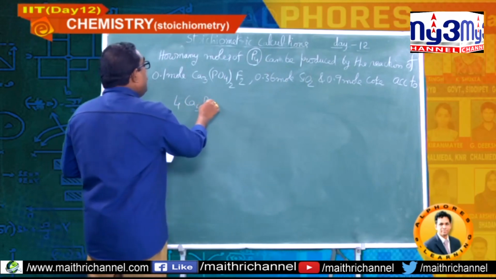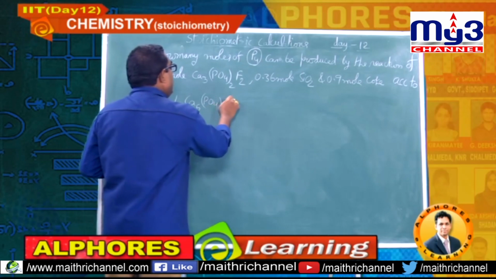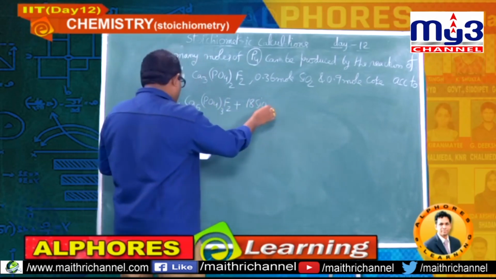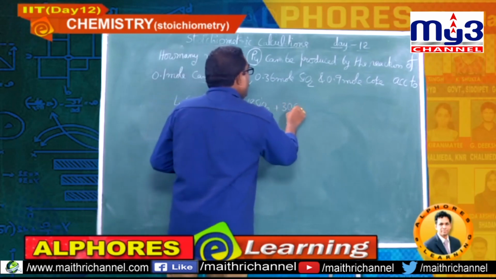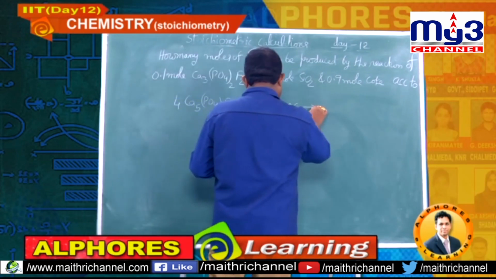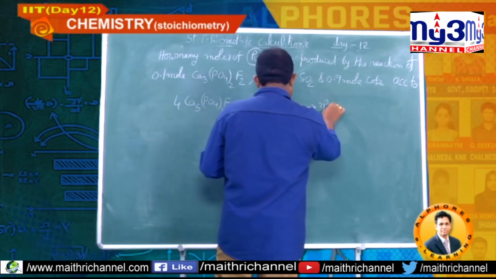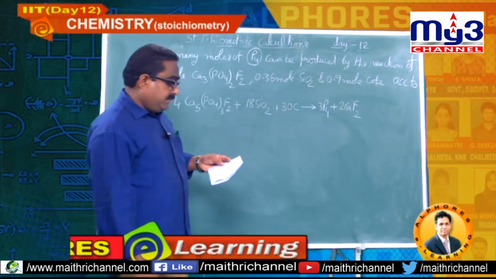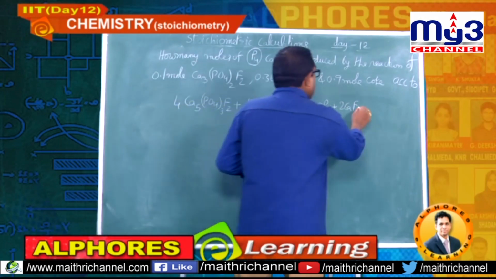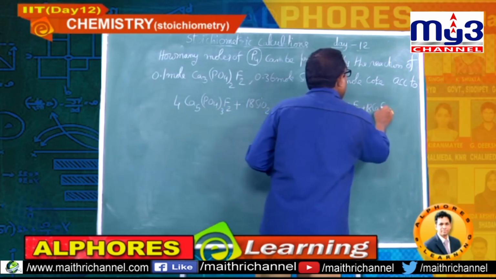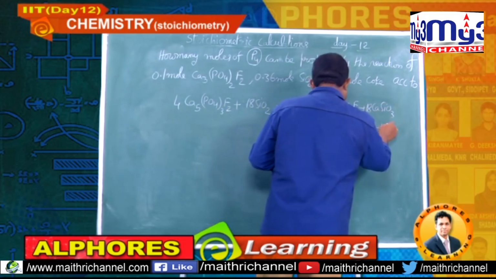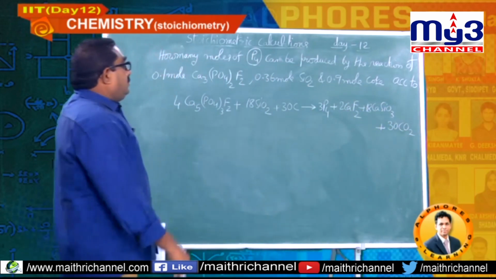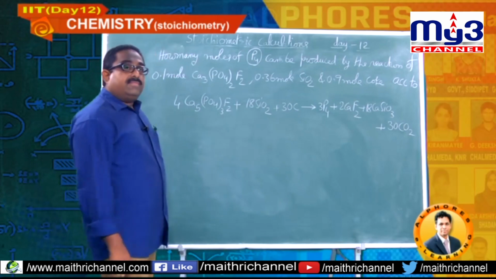4Ca5(PO4)3F plus 18 SiO2 plus 30 coke gives rise to 3P4 plus 2CaF2, write down, students, 18 CaSiO3 plus 30 CO. This is the question given.